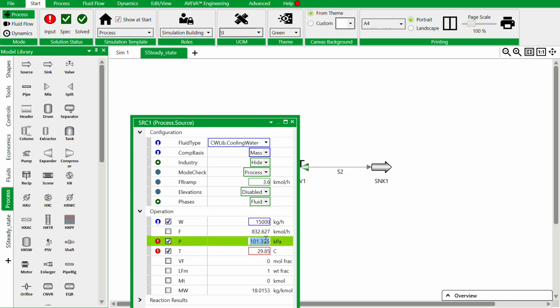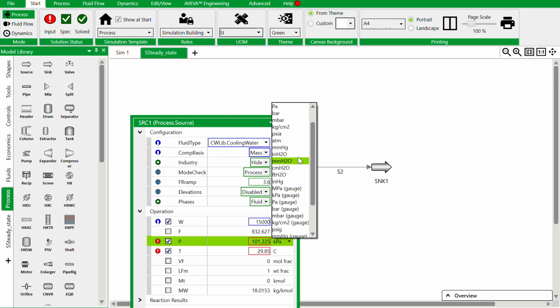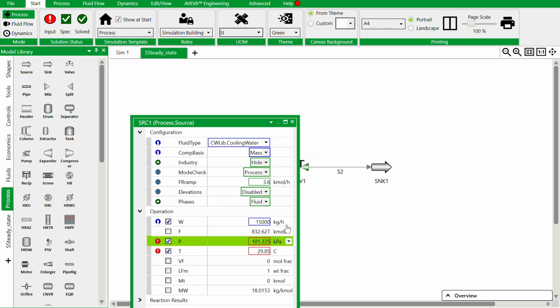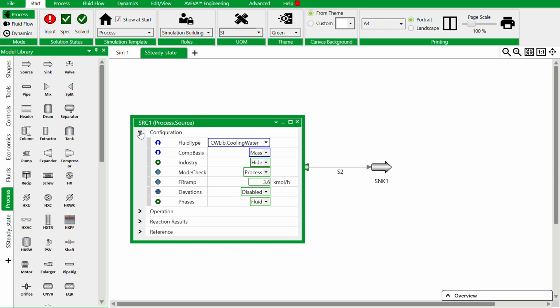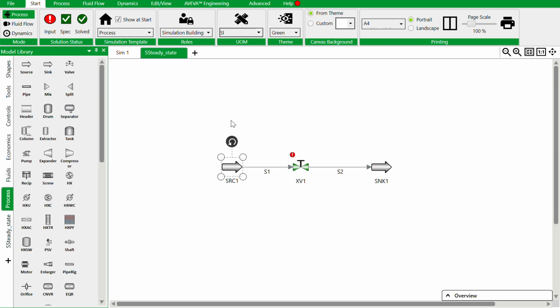Then the pressure we can consider in bar, so we can consider 3 bar gauge as the pressure. Then the temperature of the cooling water is 30 degrees Celsius. The rest of the things are the same. Okay, so we close this.